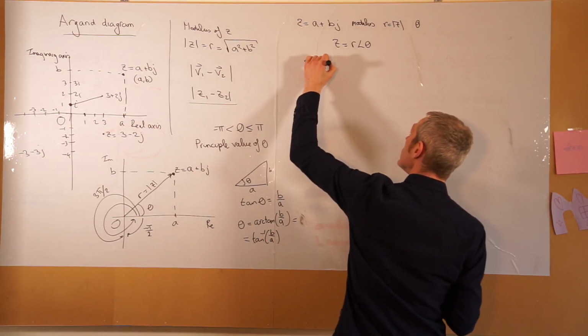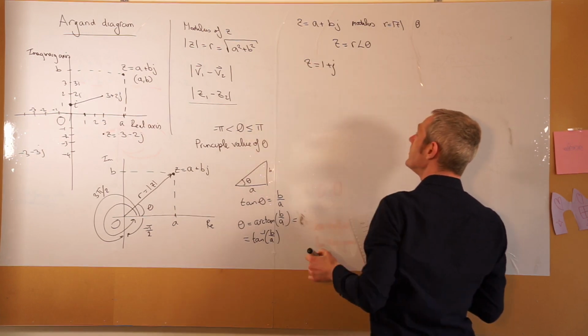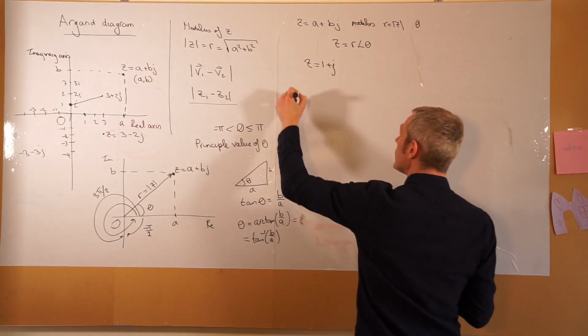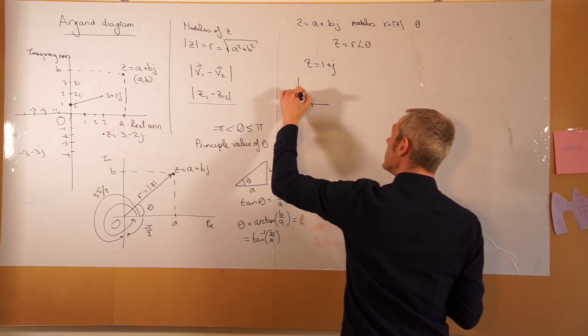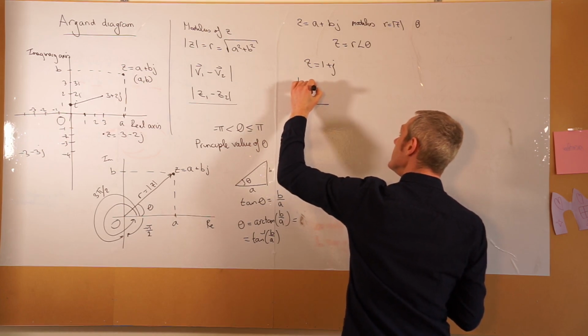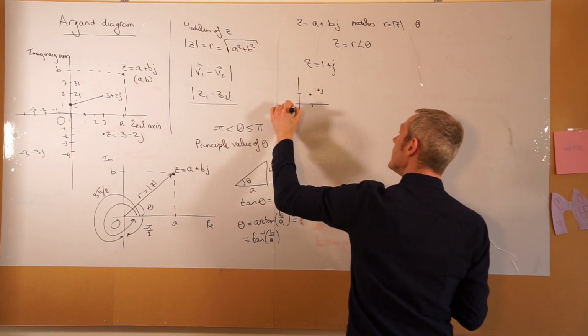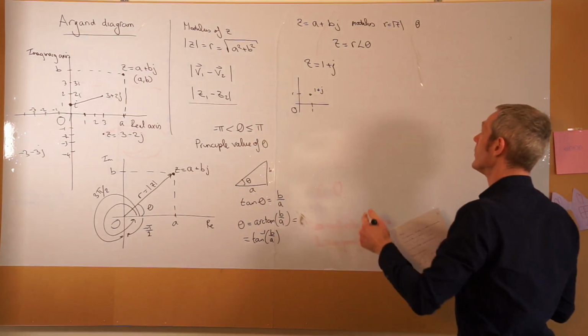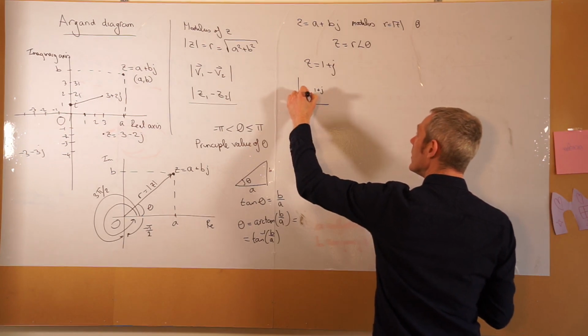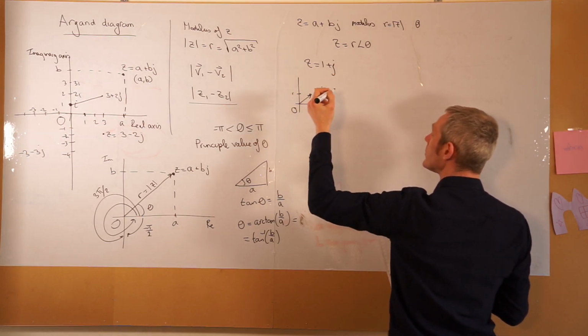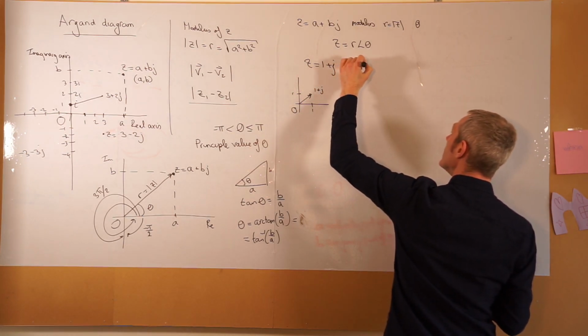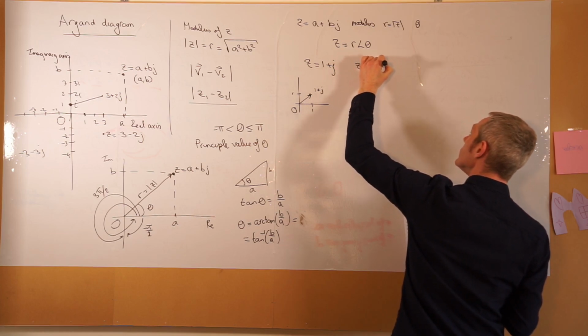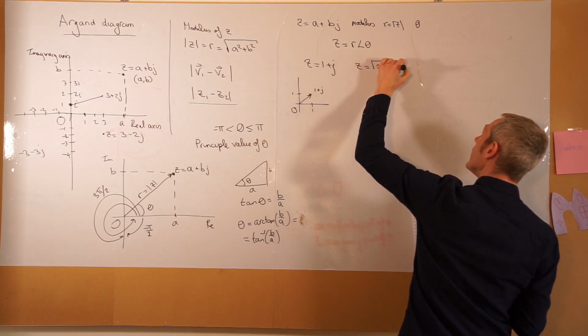So z equal to 1 plus j. If we draw that on a very small diagram, that is here, 1 plus j. And we know it has an angle of pi over 4, and it has a length equal to the square root of 2. So we can also write z is equal to the square root of 2 with an angle of pi over 4.